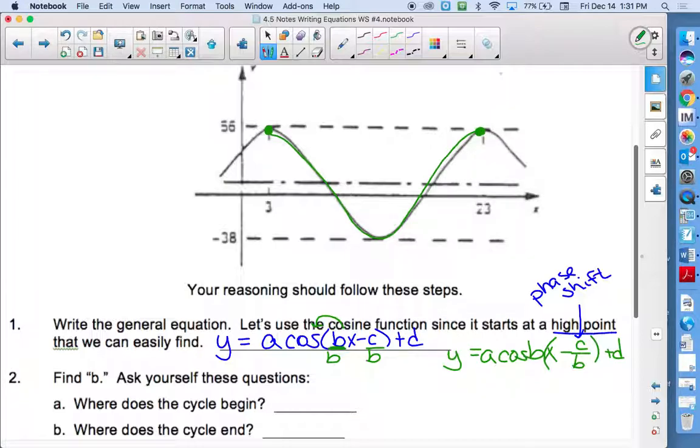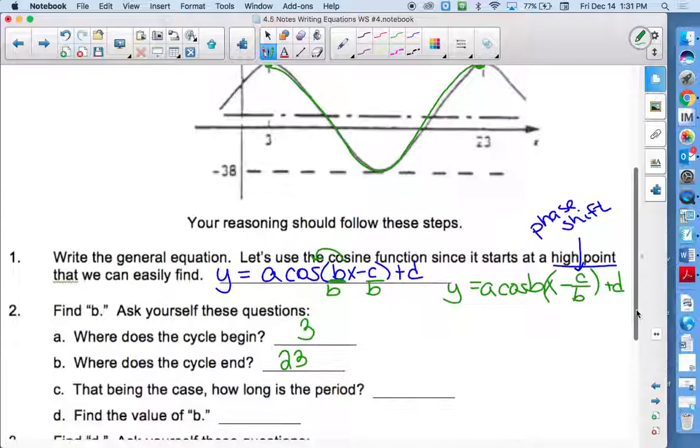A cosine graph, one cycle of it, one rotation around the unit circle, is supposed to look kind of like a cursive V. So what I have up here, from point to point, is a cursive V. It says, where does the cycle begin? Chelsea, what's the x value that it begins at? 3. And the x value that it ends at is? 23. So the horizontal stretch of the graph is what we call the period.